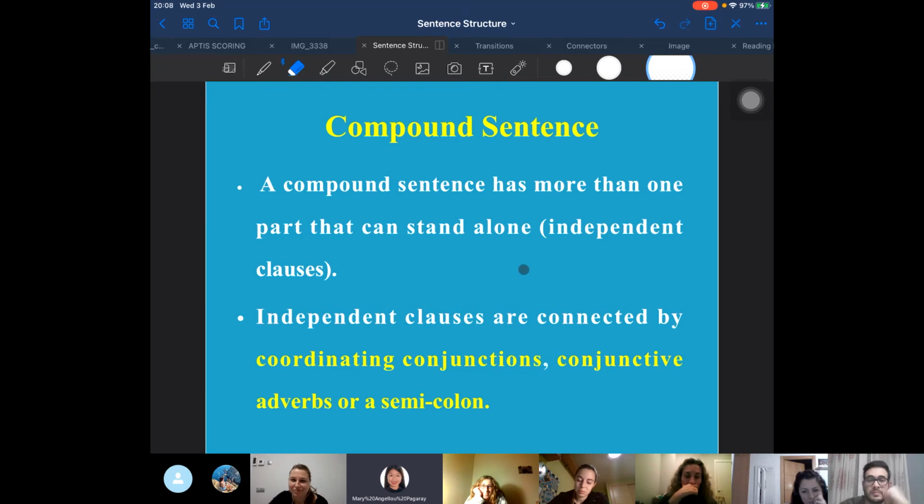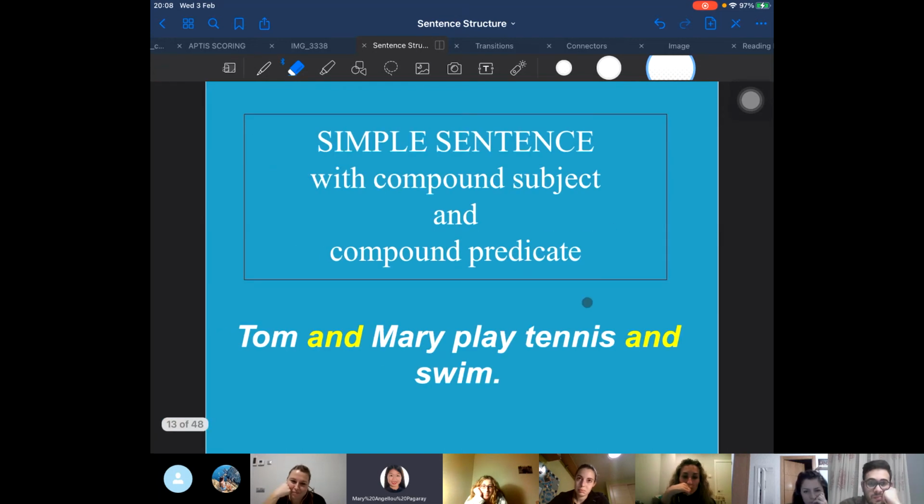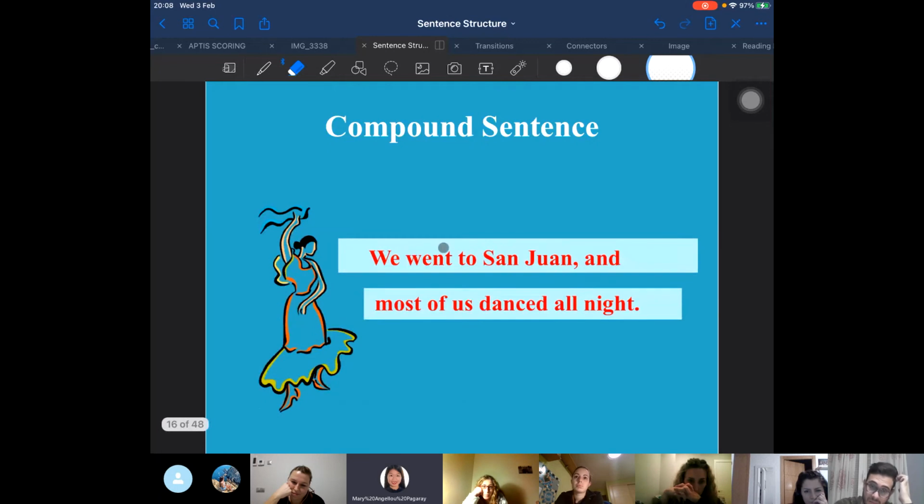Okay, anyway. So, look guys, if I go back here, this is a sentence, right? Because this is simple. If I go in this part, this is one clause. We went to San Juan, and this is another clause. Most of us danced all night. When we are talking about clause, it's like a part of a sentence. And we can only say that there is a clause or a phrase if there are more than one.